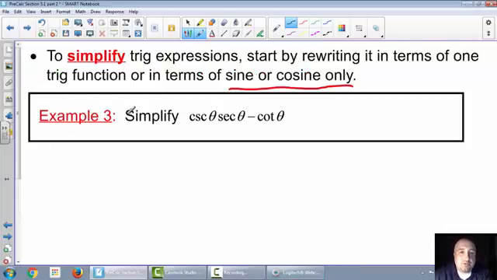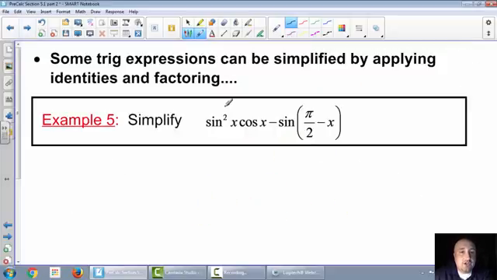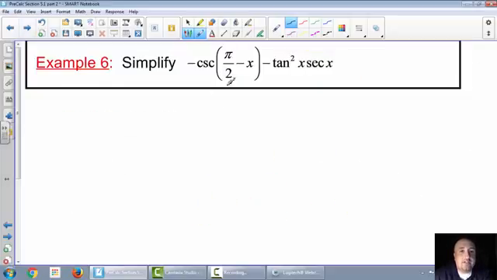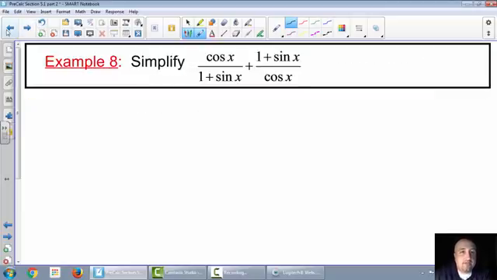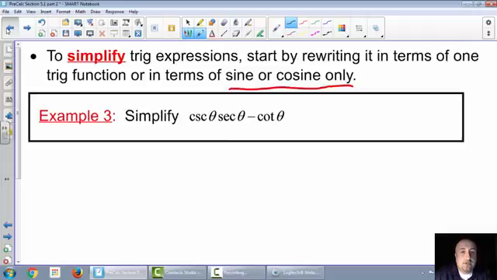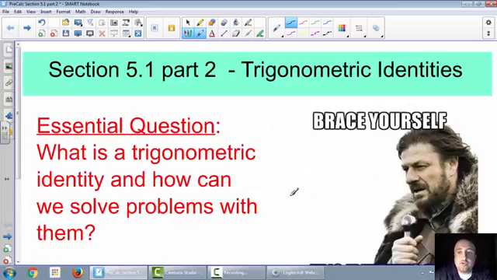Now this is pretty confusing. We're going to do example 3 in class. We're going to turn all of these into sine or cosine, and we're going to do example 2 in class. And then after that, in the next video we'll talk about examples 5 and 6, which are the same kind of thing, and 7 and 8, which are the same kind of thing. So that's what we're going to do in the next video. Don't worry, we'll get through this. It's pretty challenging, but I know you can do it.